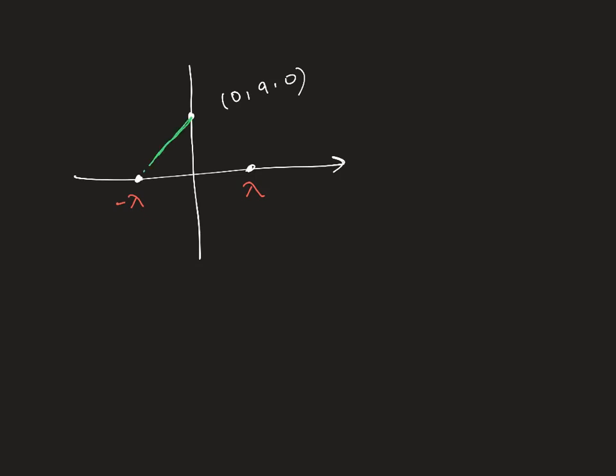Now consider the third case. This is minus lambda, this is lambda, and we have to find the field here. This is the third point, (0, a, 0). Now again E1 is going to be towards and E2 is going to be away.